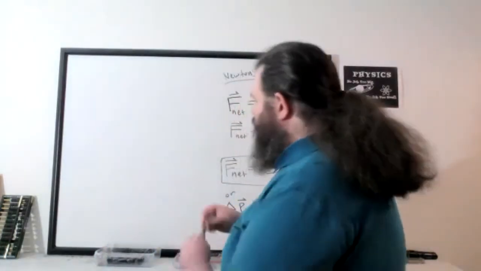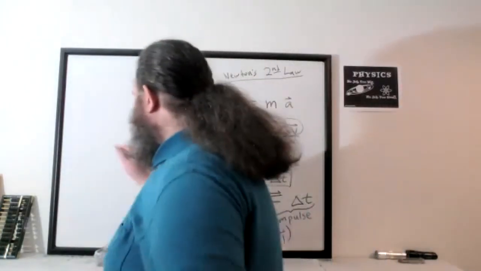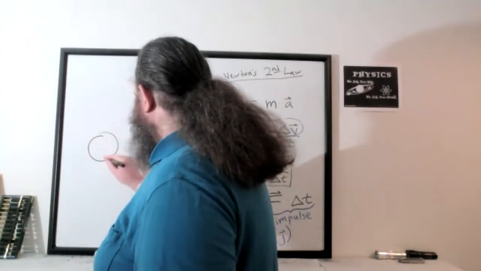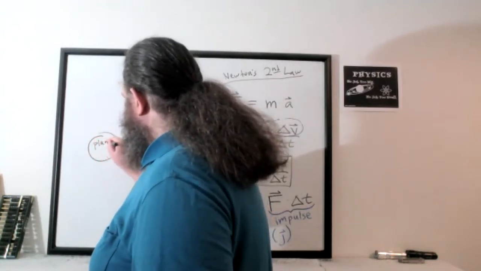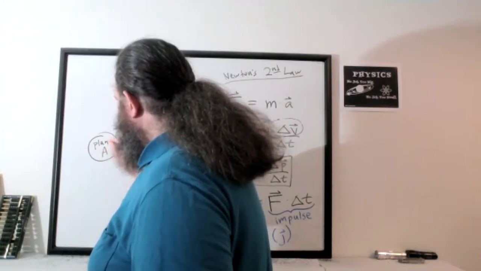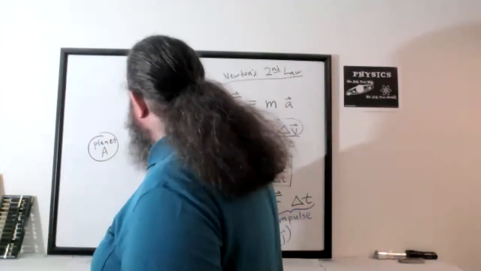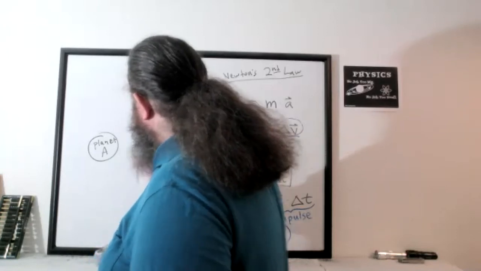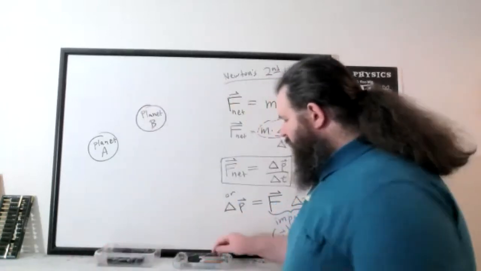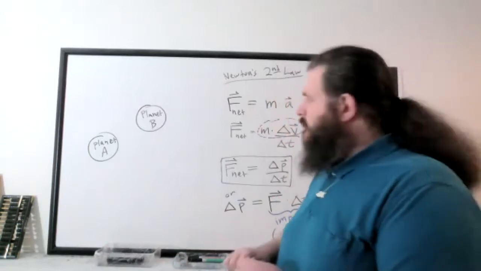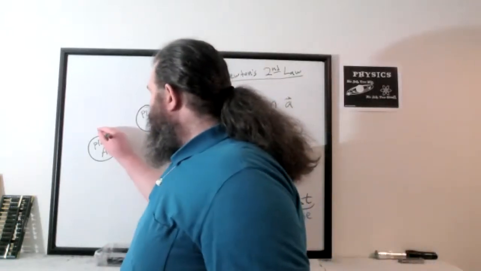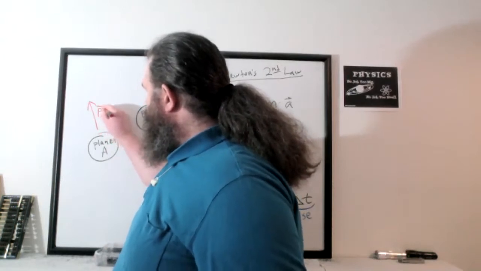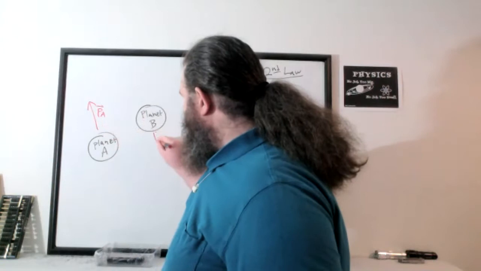let's say you've got 2 planets drifting by each other. Planet A and planet B. And let's say they both currently have a momentum. Let's say planet A has momentum, maybe it's going in this direction, and planet B has momentum going in this direction.